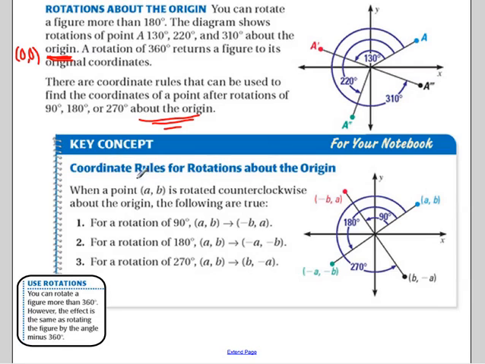So here are rules. Remember, rules are not made to be broken. They're made to be memorized. This could make for a very tough quiz if you don't memorize these points here. It says when the point A, B is rotated counterclockwise about the origin, again that's important, the following are true. You move from A, B, you would have the opposite of B, A, so basically you swap them and you negate the B. For 180 degree rotation, you just negate both of them. For 270 rotation, you swap them and this time negate the A. Kind of an interesting deal.